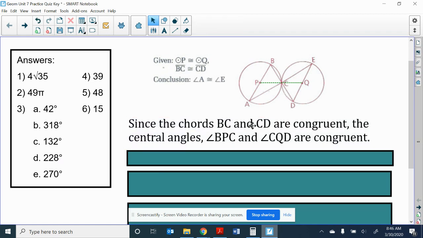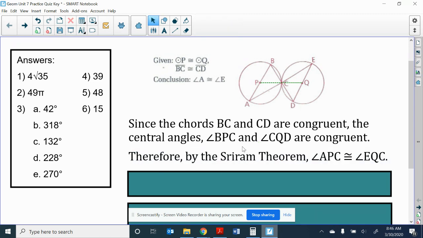So I said, since the chords BC and CD are congruent, their central angles, angle BPC and CQD are congruent. So remember, if chords of congruent circles are congruent, their central angles are also going to be congruent. Okay. Then I said, by the supplement theorem, the remaining parts of their supplements, APC and EQC, are also congruent.